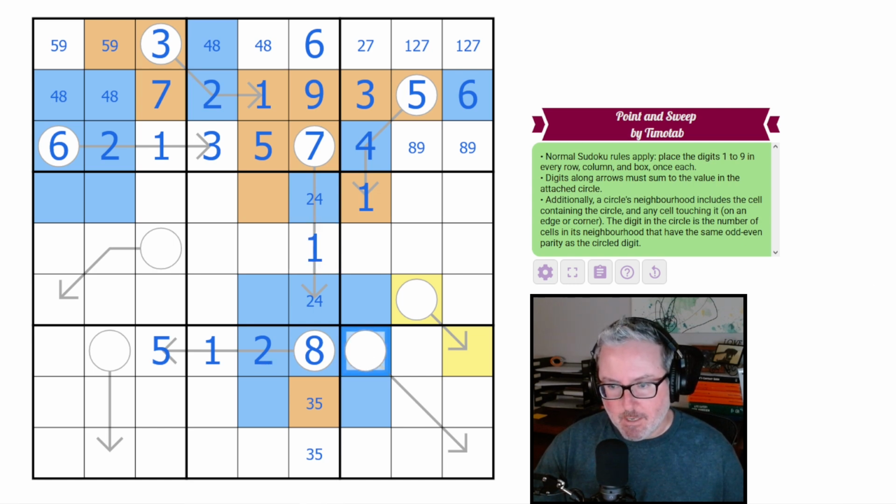This has to be an even digit. It's not 2 or 8, so it's 4 or 6. 1, 2, 3, 4, 5 already. This is 6. Good. So we have one more odd or even digit somewhere in this grouping.